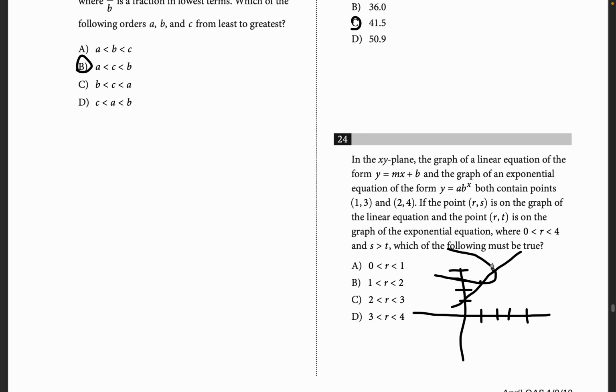And S is greater than T. If you see in this zone right here, only in this zone will S be greater than T for the linear. R will be the same, but only in this section do we see the y value, which is S, be greater in the linear than the T value on the exponential. So R must be between these two coordinates. So 1 is less than R. Yes, R is in here. That's a very hard problem.